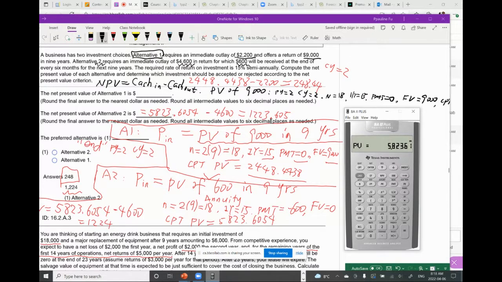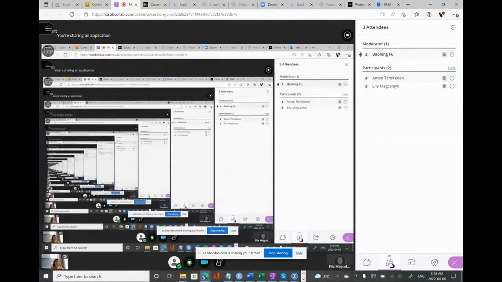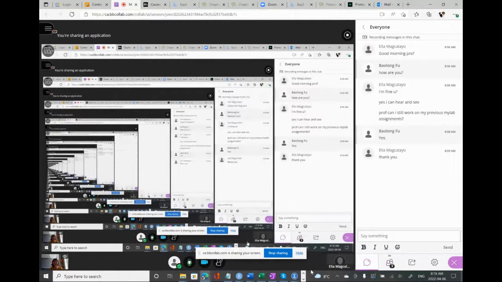Now you compare net present value from alternative 1 to alternative 2. Obviously you will choose alternative 2 because you get more money. You got over $1,000. Alternative 1 only gives you $248. Any questions for this question? Now let's move on to the next question.